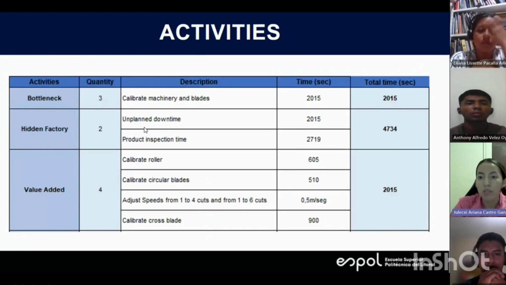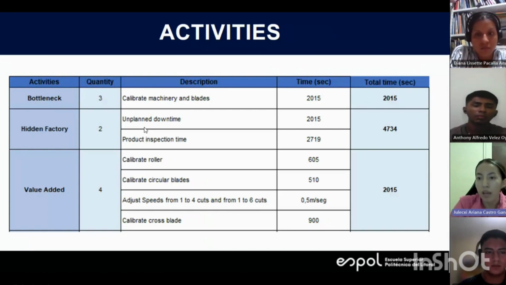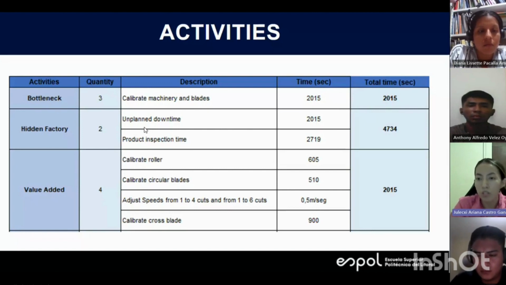In this table, we can see that 2 activities were also identified as hidden factories. The first is unplanned downtime, which occurred because there is no defined preventive maintenance plan for the machines, which causes inefficiency in the production line. The second hidden factory activity is inefficient inspection, because in the first stage of the inspection, in most cases, operators don't carry out a thorough inspection, and this generates product waste.